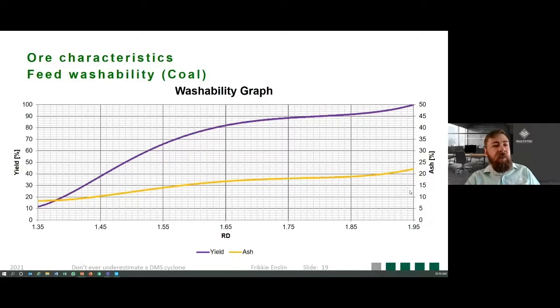So as an example, if we want to wash a coal at a density of 15%, we'll see that we'll have to cut at about 1.58 density. And at a density of 1.58, we can expect a yield in the order of 72%. So very important information that's gathered in your washability data.